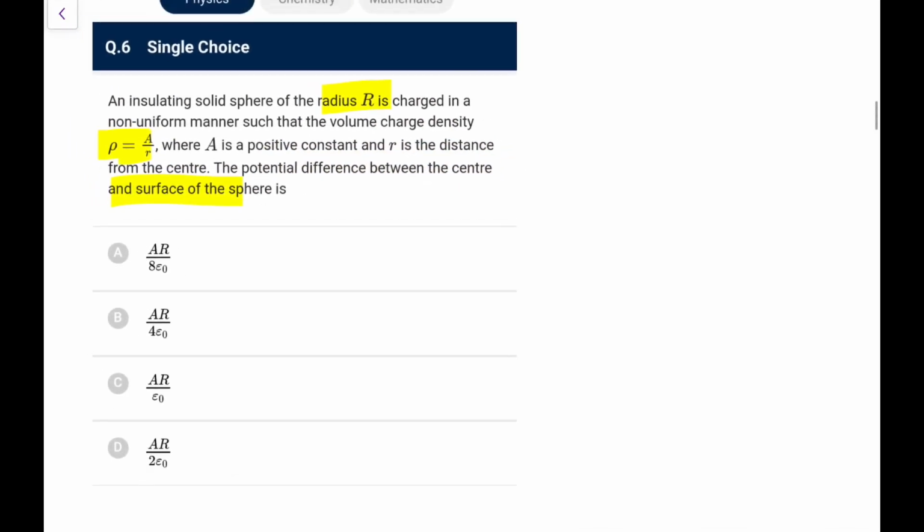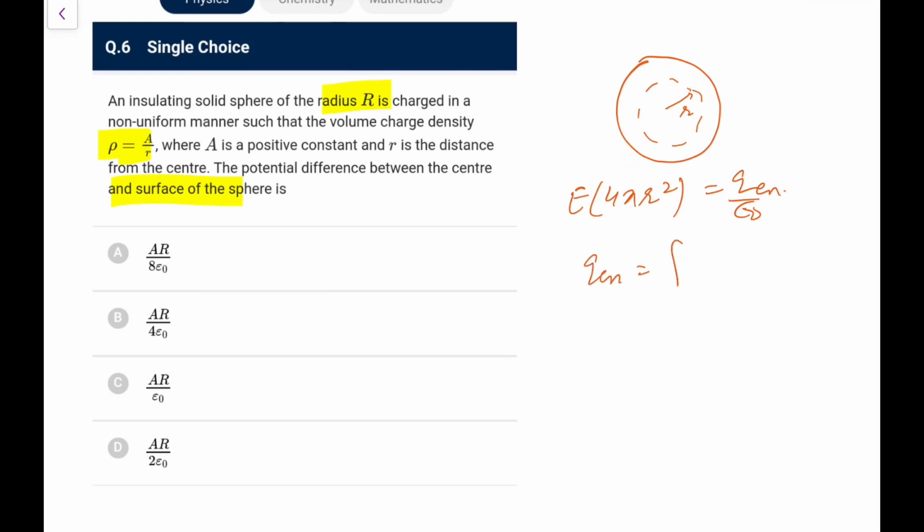For finding the field, this is spherically symmetric. So at any distance r, from Gauss law I can say E into 4 pi r square would be equal to q by epsilon naught. What is q enclosed? For q enclosed I have to do the integration. Let's go to any distance x and take a small strip of dx. The density will be constant, a by x, into 4 pi x square dx. That integration I have to do from 0 to r. So this is 4 pi a x dx, which comes out as r square by 2.